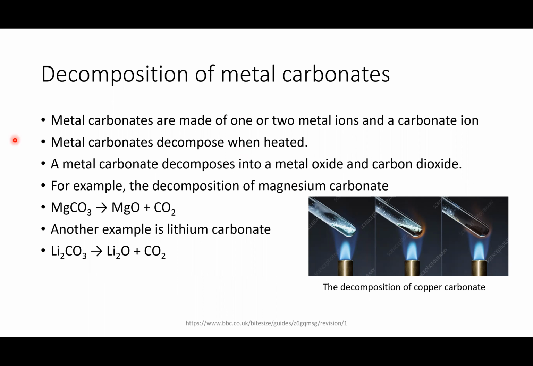Metal carbonates are made of one or two metal ions, depending on whether there's one electron on their outer shell, such as the alkali metals, or two, such as the alkaline earth metals, and a carbonate ion, which is a 2- CO3 ion. Metal carbonates decompose when heated, as shown in the picture here, which shows copper carbonate being heated and decomposing into copper oxide.